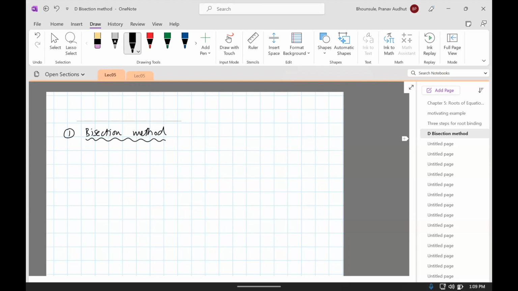Okay. So first, the bisection method. As I said, we have three things: initialization, search direction, and termination. So let's look at all those things.